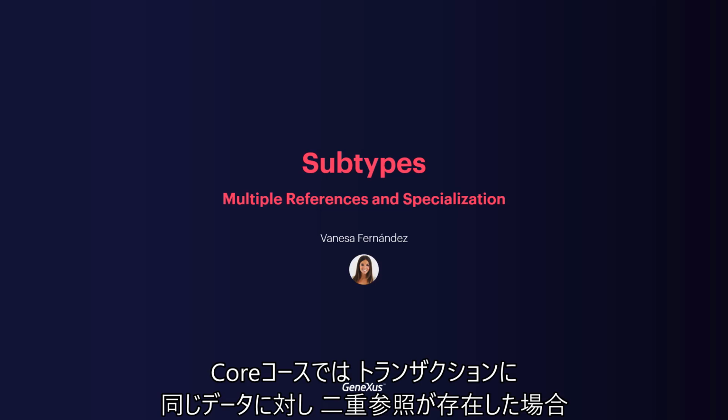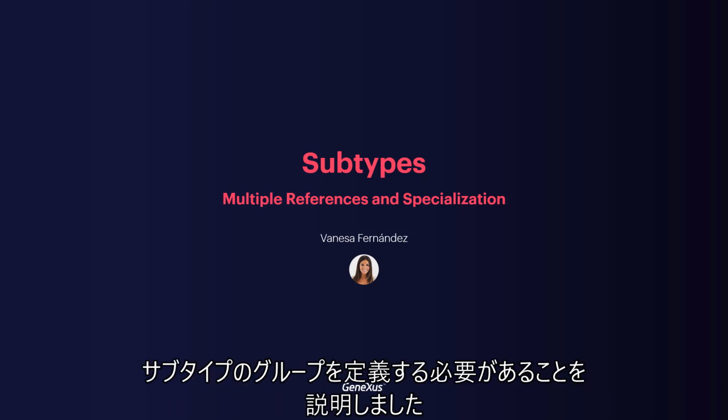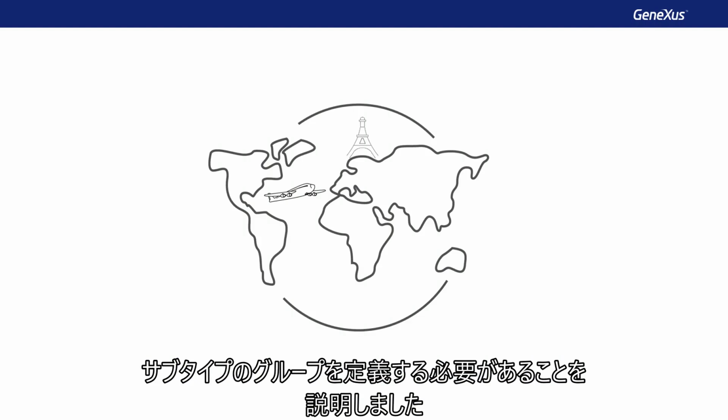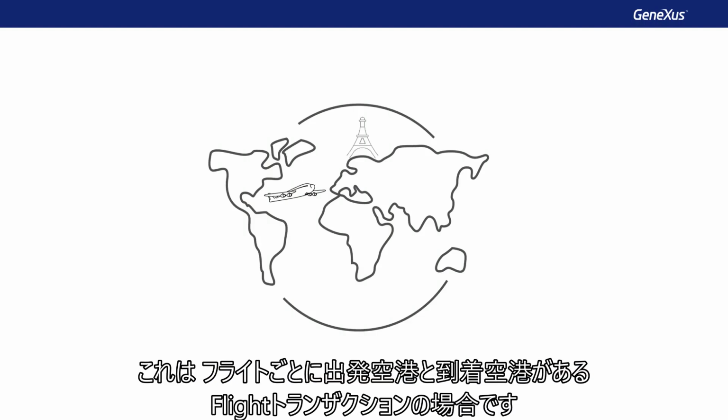In the previous video, we saw the need to define groups of subtypes, since the transaction had a double reference to the same actor of reality. This was the case with the flight transaction, which had a departure and an arrival airport for each flight.